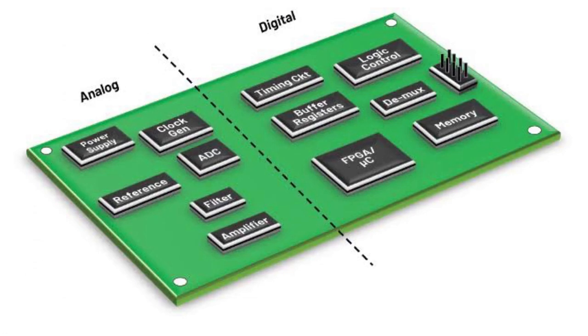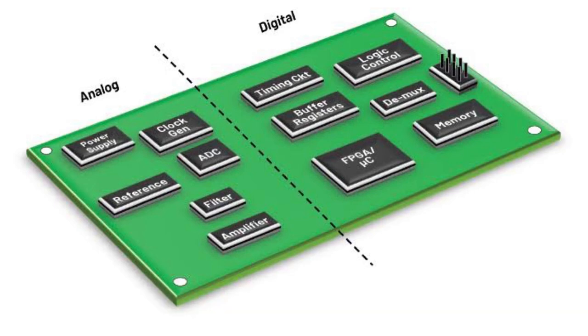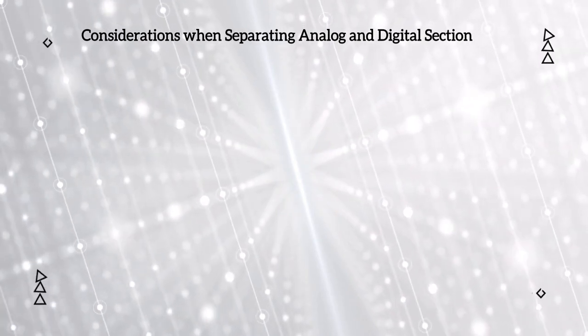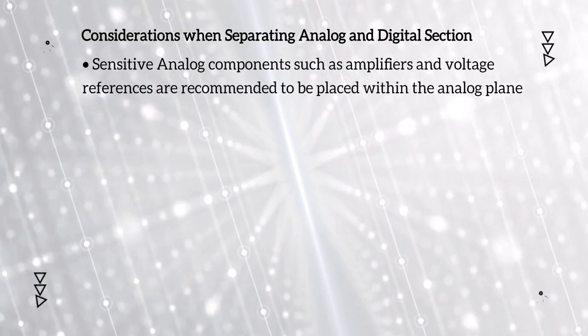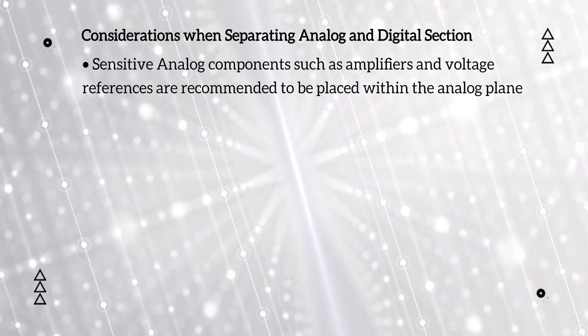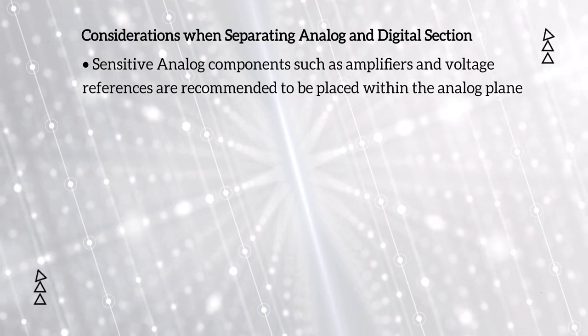The last tip I want to add in this video is, when you do the component placement on your PCB, make sure you separate the analog and digital components. The purpose of this is to help minimize the common return path for analog and digital signals. Here, I will mention some considerations when separating analog and digital sections. The first one is sensitive analog components such as amplifiers and voltage references are recommended to be placed within the analog plane.